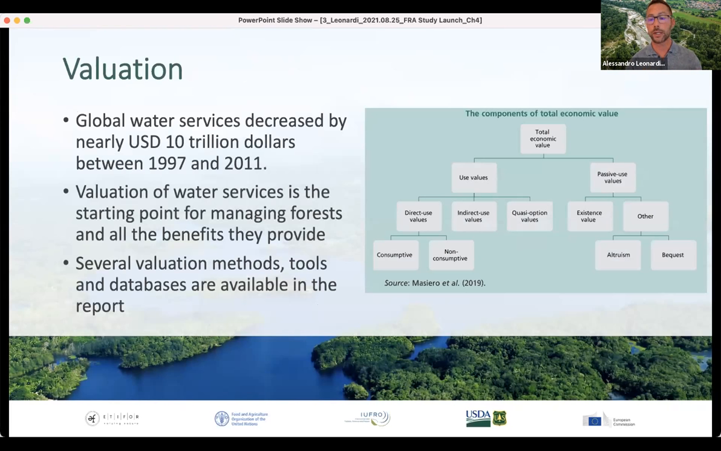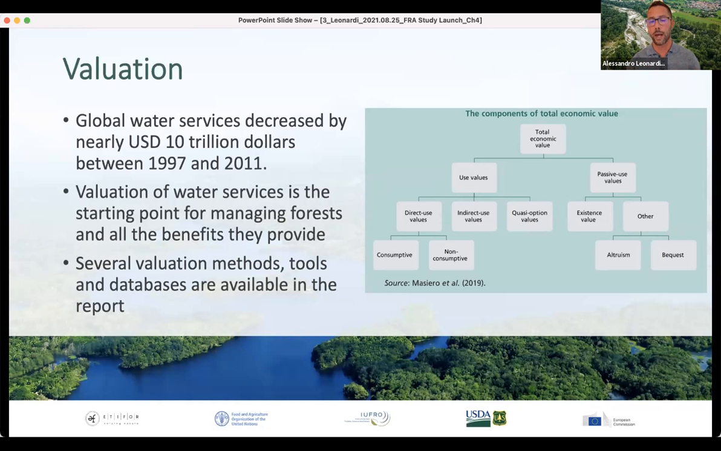So the valuation chapter starts with a very impressive data point. One of these is that global water services decreased by nearly $10 trillion between 1997 and 2011. So a very impressive loss of value. And why do we have to provide the economic evaluation of water services? Because, of course, bringing economics into forest management is one of the starting points for managing forests and all the benefits they provide in a more efficient way. Within the chapter, we present several valuation methods, tools, and databases.